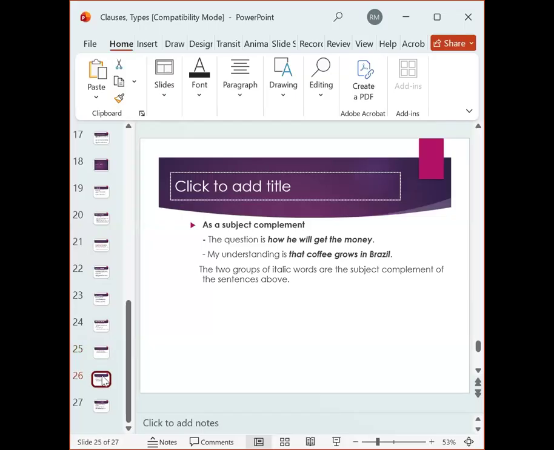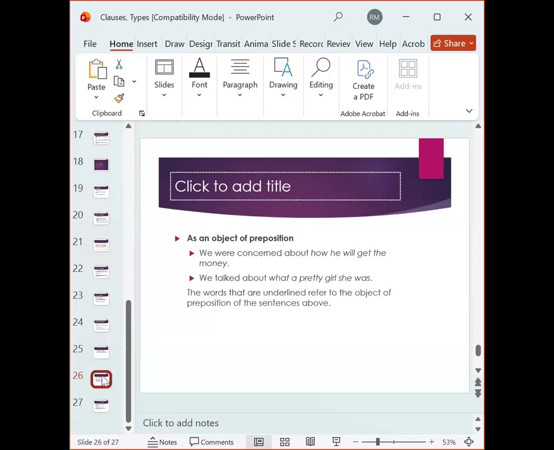We can also see a final function: noun clauses as objects of prepositions, performing the function of object of preposition. We saw a lot of prepositions. So when you see that a noun clause is coming immediately after a preposition, then it becomes the object of the preposition. But if we underline from the preposition to the end of the clause, then that clause becomes a prepositional phrase.